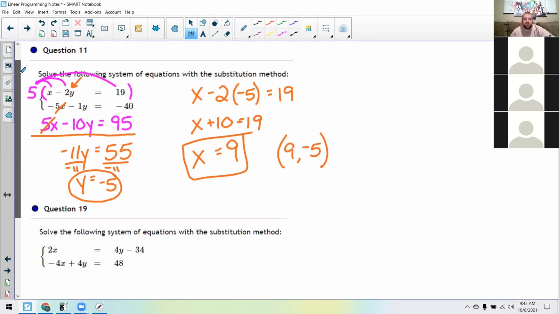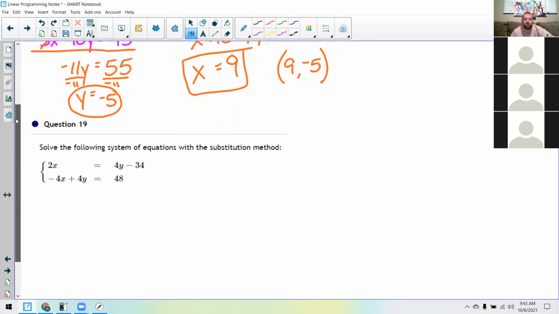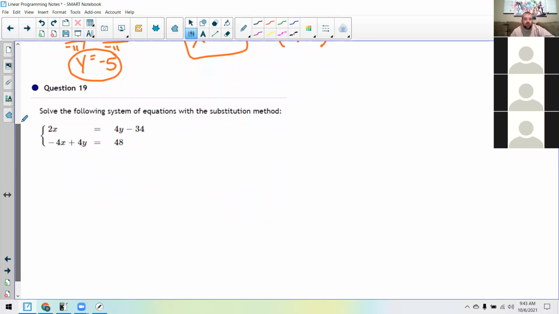If any questions, otherwise I'm going to move on. All right, now there's 2 ways you could have started number 19, and neither one of them is more correct than the other. Does someone want to share what they did for 19? Anybody?